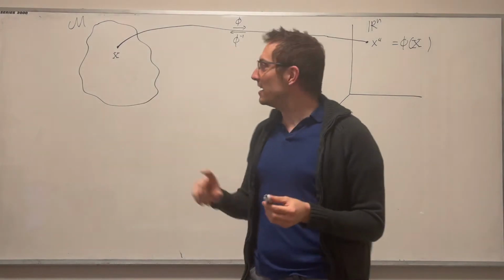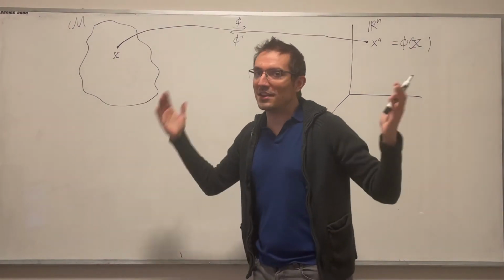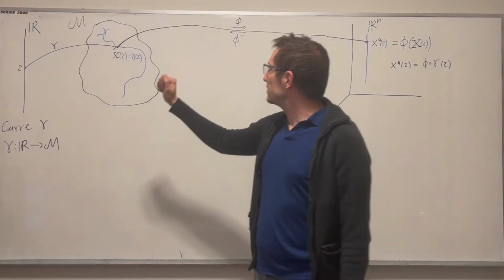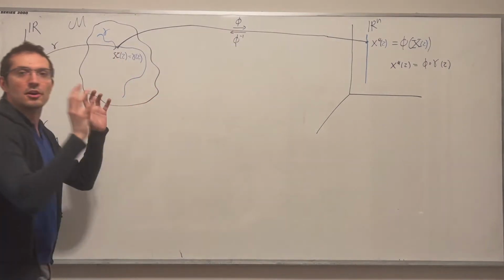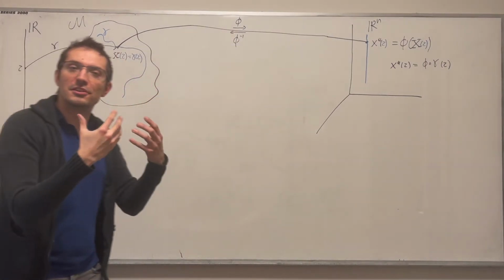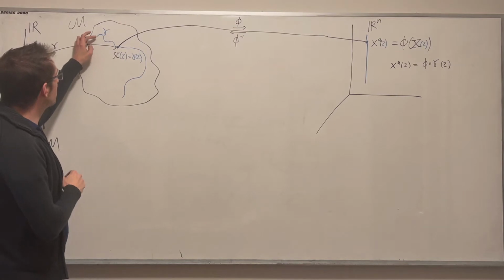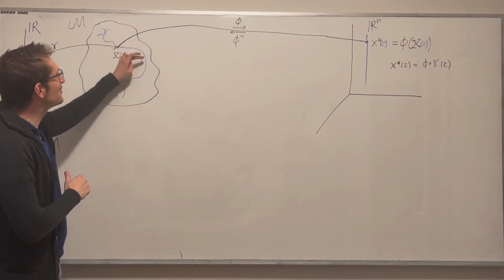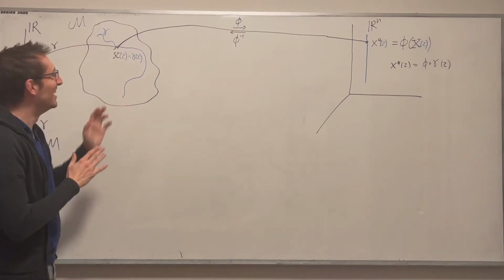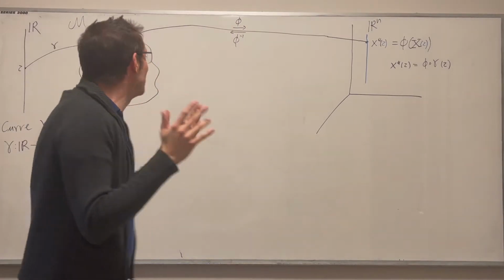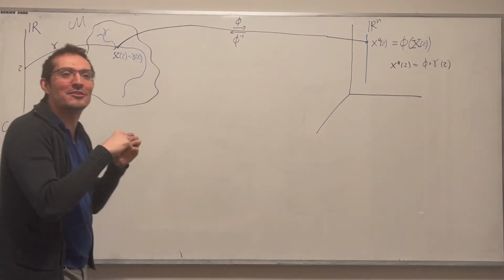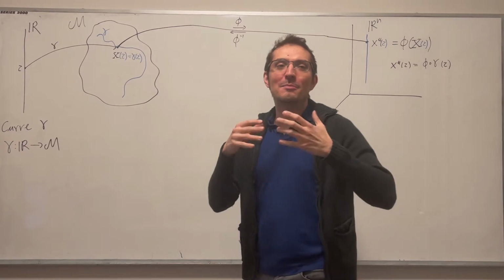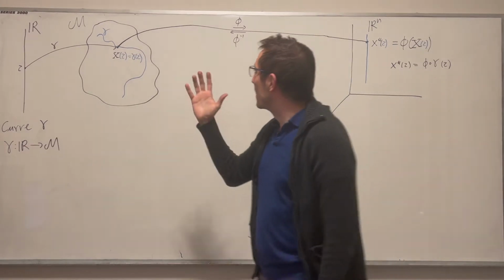Now, let me define a curve on the manifold. What is a curve? Let's first think about the intuition: a curve is some sort of path in my bag of infinite potatoes. Intuitively, it's just where I move from one point to another in my manifold in some particular way. Now, what is it exactly?